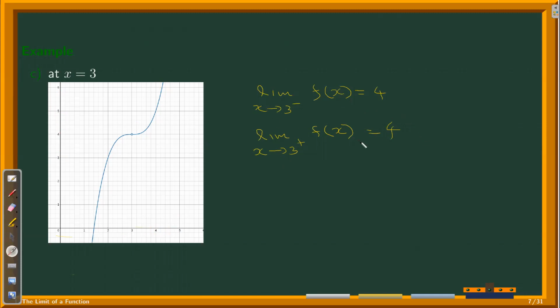Okay. So now because these two are the same, I can describe the y value. Because these two are the same, I can describe the two-sided limit from either side. When I get close to 3, f(x) is getting close to 4. Here I can say a common behavior.